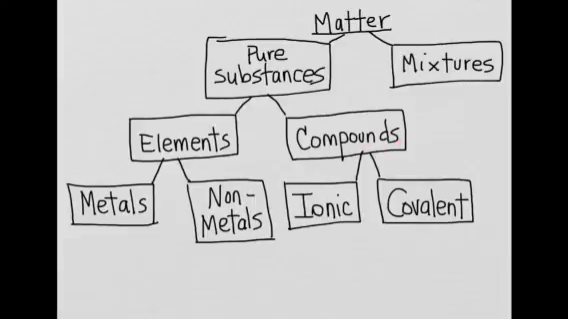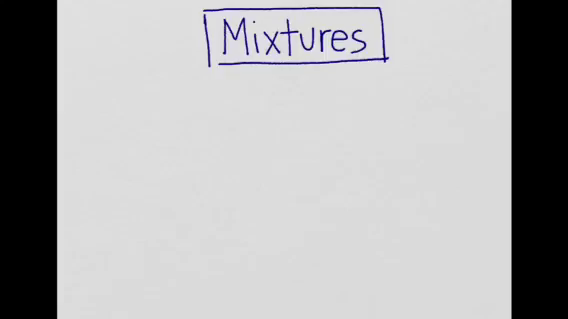And we saw that elements are either metals or nonmetals, and compounds are either ionic or covalent. Then we actually talked about mixtures. And mixtures is kind of hanging up here a little stilted. There's nothing under there. Well, in this video, we're going to add to our study of mixtures.